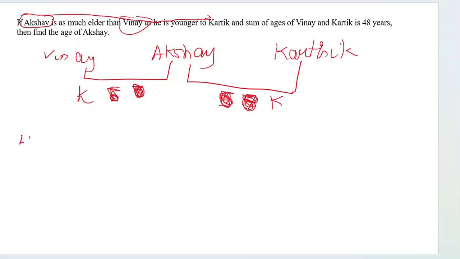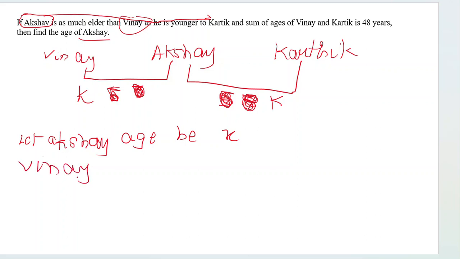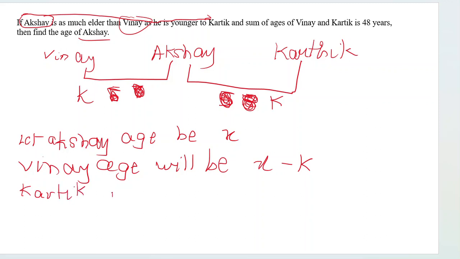So now we solve the problem. We have to find the age of Akshay. Therefore, we say let Akshay's age be x. Now Vinay is younger than Akshay, so Vinay's age will be x minus k, the age gap. And similarly, Karthik is elder to Akshay by k years, therefore his age will be x plus k.